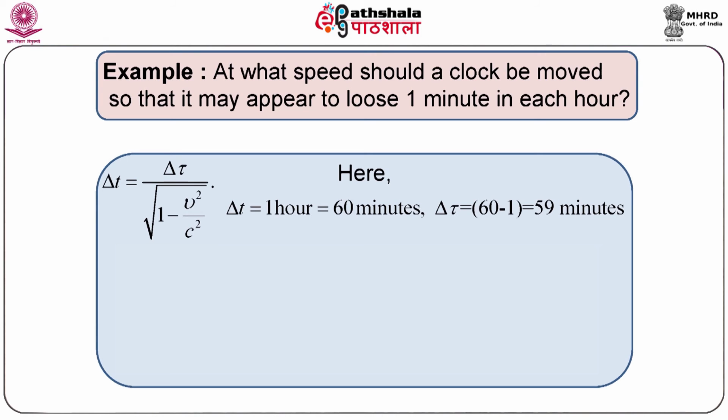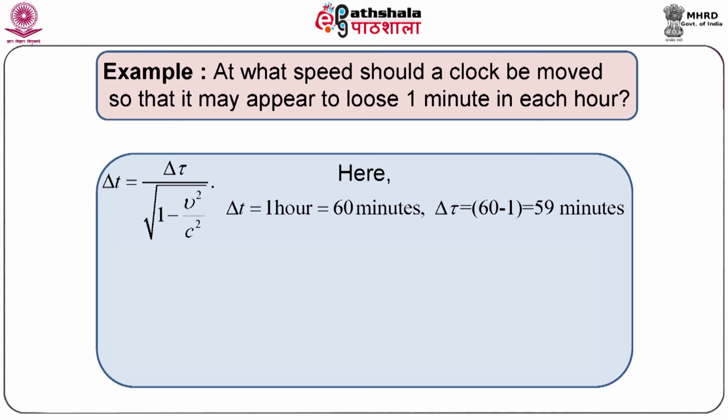We have the formula from time dilation: Δt equals Δτ divided by square root of 1 minus v² by c². Δt gives the time difference in frame S, whereas Δτ gives the time difference in frame S dash. v is the velocity with which frame S dash is moving with respect to fixed frame S along the direction of the common x axis. c is the speed of light.